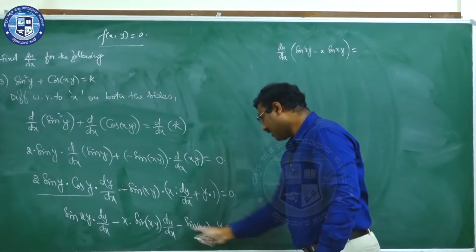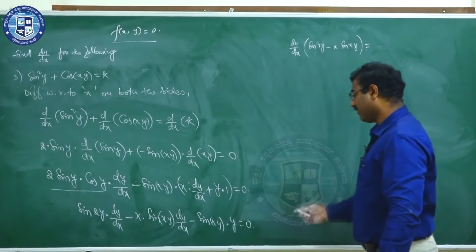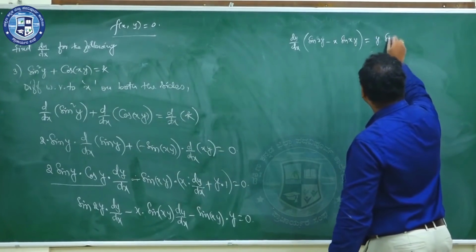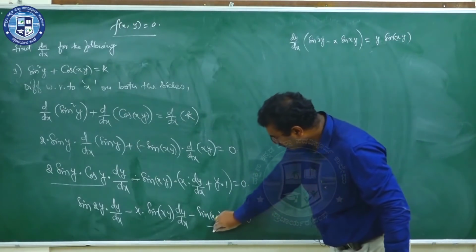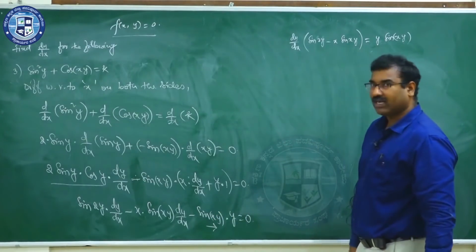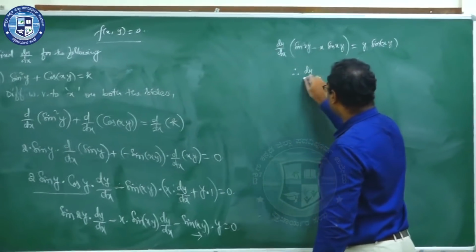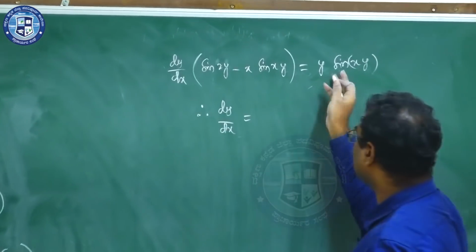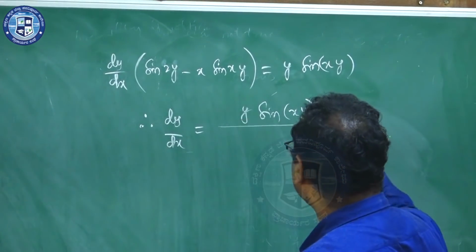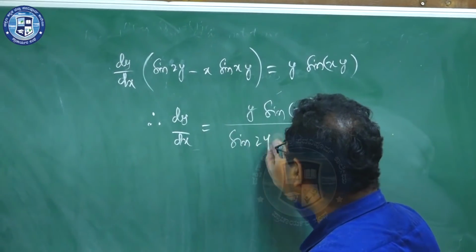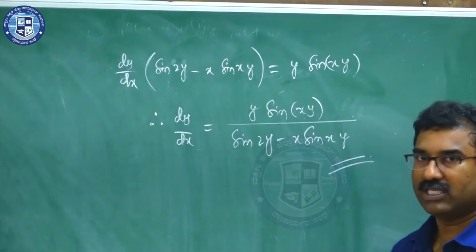And this minus sin xy into y, take it to the other side. So the minus becomes plus now. So y sin xy. We just brought this minus term to the other side, so it becomes plus sign. So now therefore, what is dy by dx? Dy by dx is equal to y sin xy divided by sin 2y minus x sin xy. Okay, this will be the answer for this.